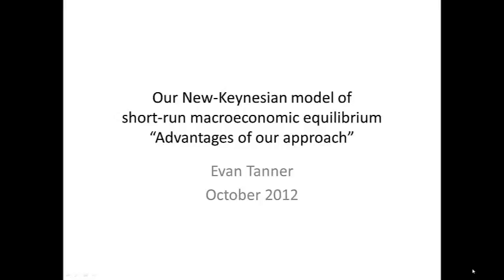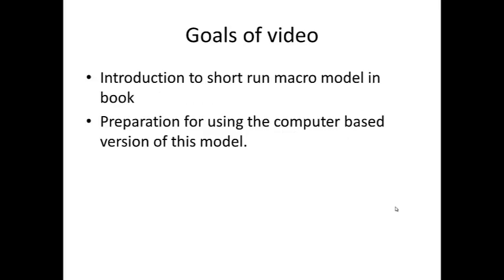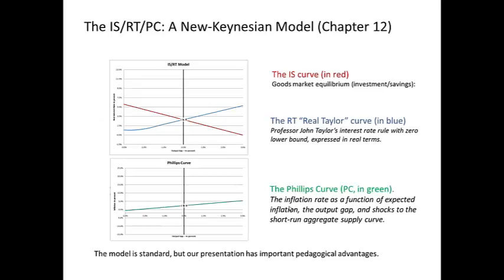This video is going to talk about our new Keynesian model of short-run macroeconomic equilibrium and some of the advantages of our approach. Really, there are two goals to this video. The first goal is to give you an introduction to the short-run macro model as it is presented in the book. The second goal is to give you some preparation on how to use the computer-based version of this model that accompanies this book. Now the model is pretty standard, but our presentation, we feel, has important pedagogical advantages.